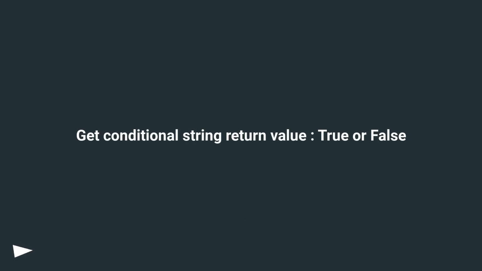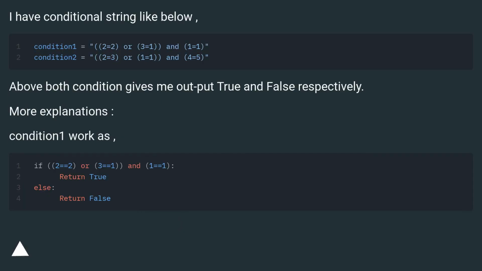Get conditional string return value, true or false. I have a conditional string like below. Both of the above conditions give me output true and false respectively.